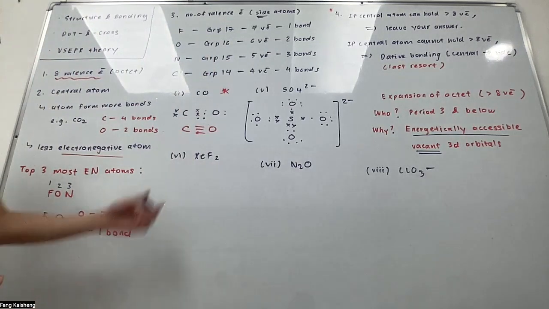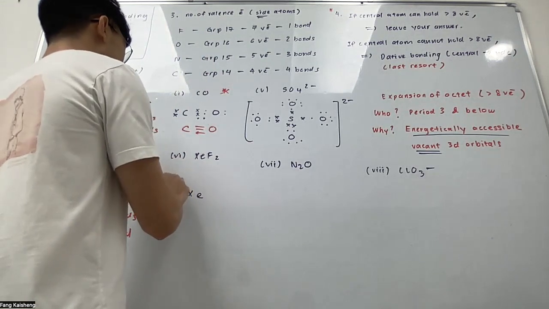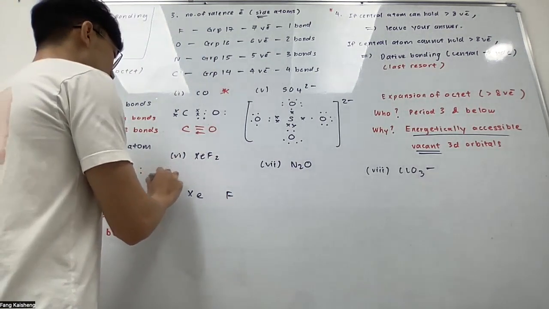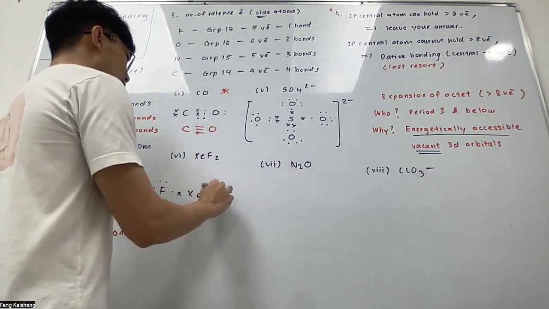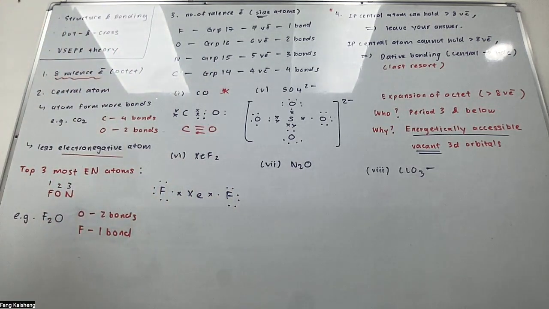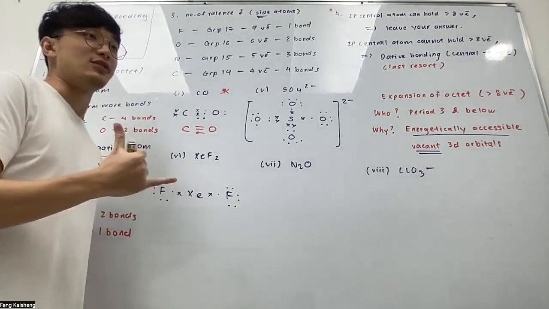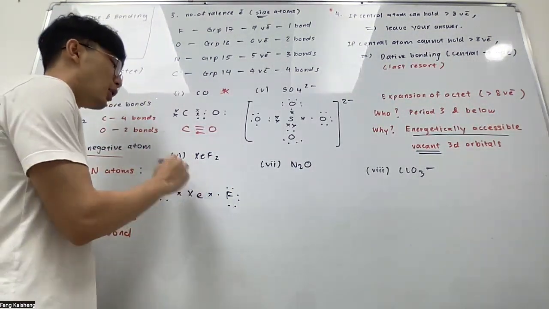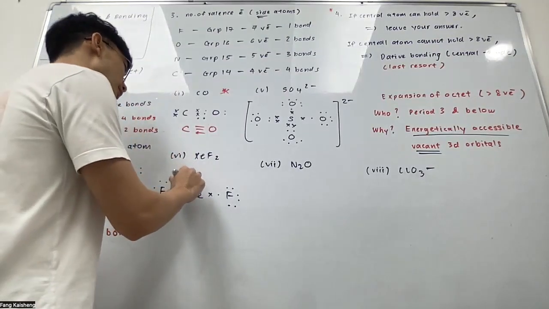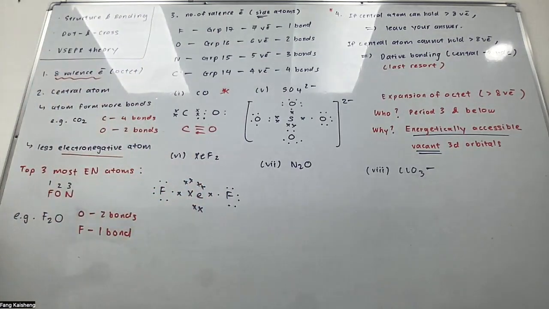How about XeF2? You just surround xenon with 2 fluorines. How many bonds can fluorine form? Fluorine can only form a single bond, so just stick to that first. But how many lone pairs are there on xenon? How many electrons are not involved in bonding? 6, right? Because xenon has 8 valence electrons, so 6 more. 6 is in the form of how many lone pairs? 3 lone pairs. So you can put 2 on top and 1 below, like that.